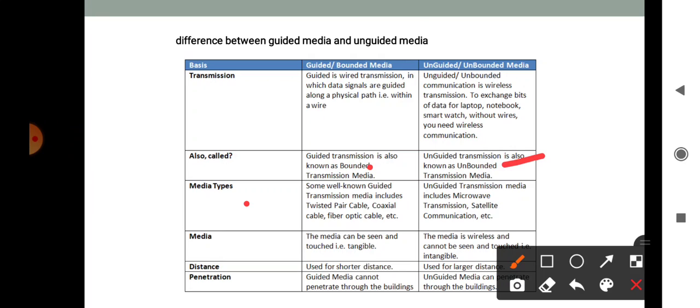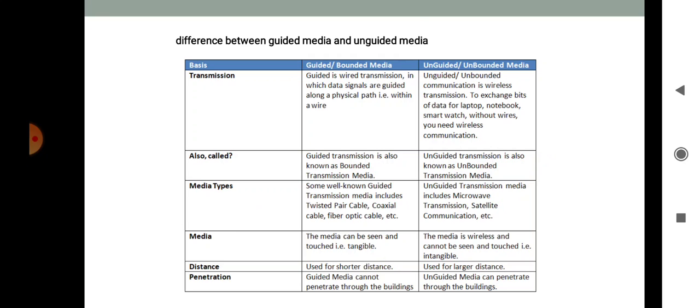Then medium type. Some well known guided transmission media include twisted pair cable, coaxial cable, and optical fiber cable, but unguided transmission media include microwave transmission, satellite communication, etc. Then media: guided media can be seen and touched, that is tangible, and unguided media is wireless and cannot be seen or touched, that is intangible. Then distance: guided is used for short distance and unguided is used for large distance. Then penetration: guided media cannot penetrate through buildings, but unguided media can penetrate through buildings.